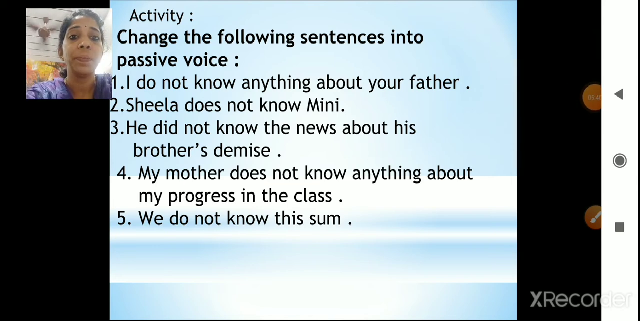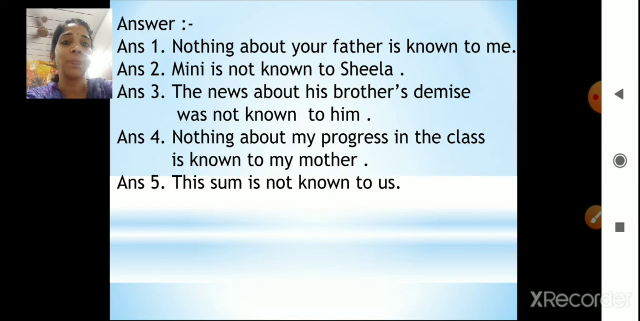The next one. My mother does not know anything about my progress in the class. So what will be the answer? Nothing about my progress in the class is known to my mother. Next one. We do not know this sum. This sum is not known to us. So I hope students, this activity is clear to you. The application of this model is understood by you.